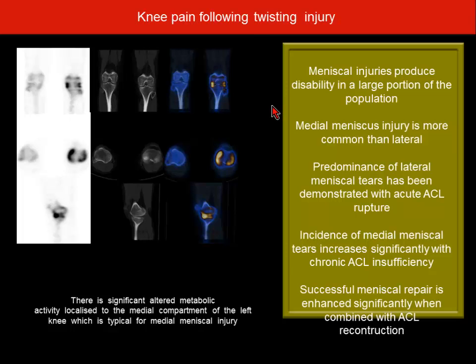This is a classical pattern. Patient's got a twisted knee injury. He's already been operated for a meniscal injury, and you can see there is a half moon appearance, the concentric appearance, and that's where the patient has had a trauma.